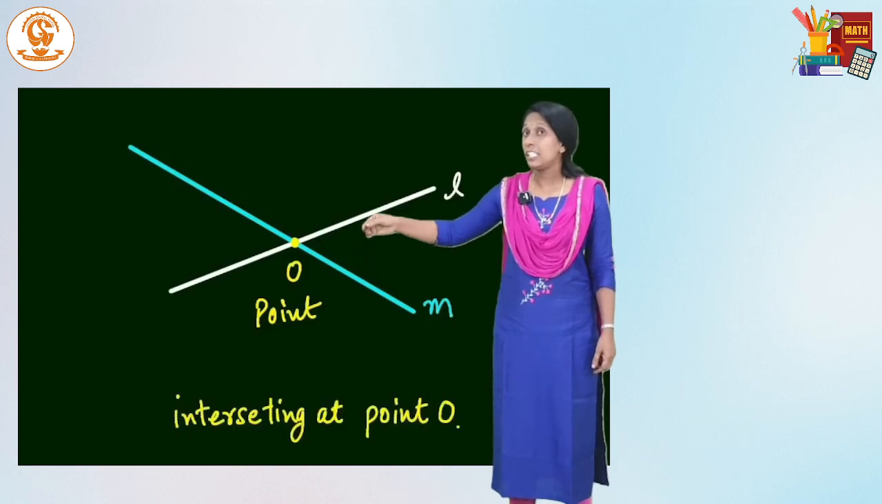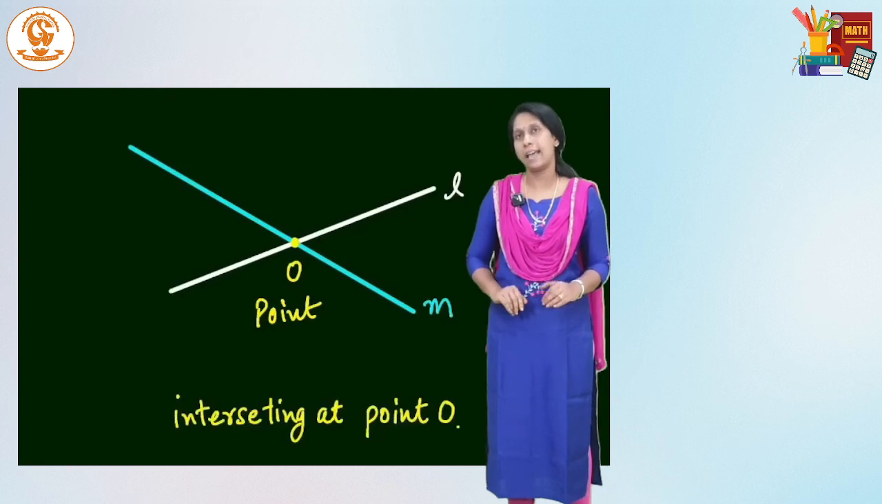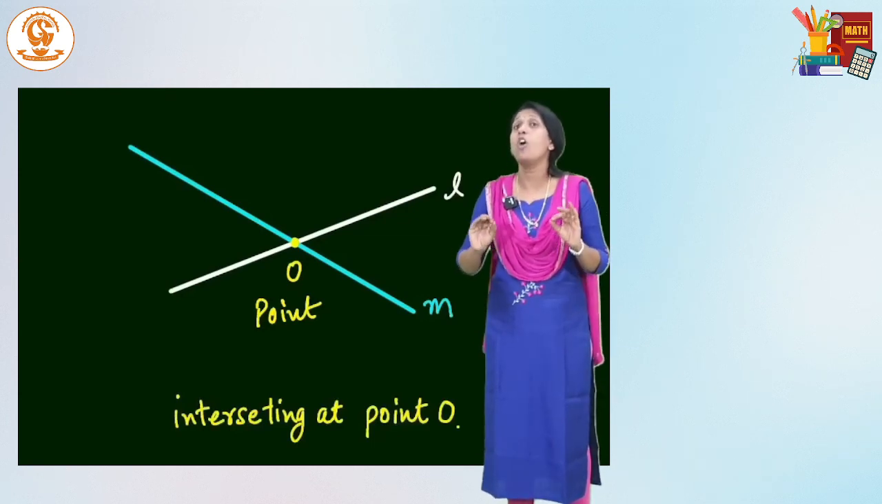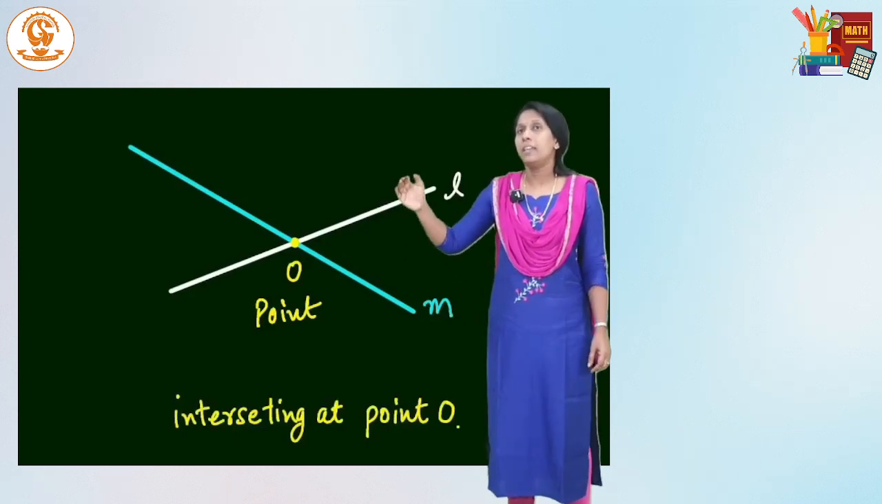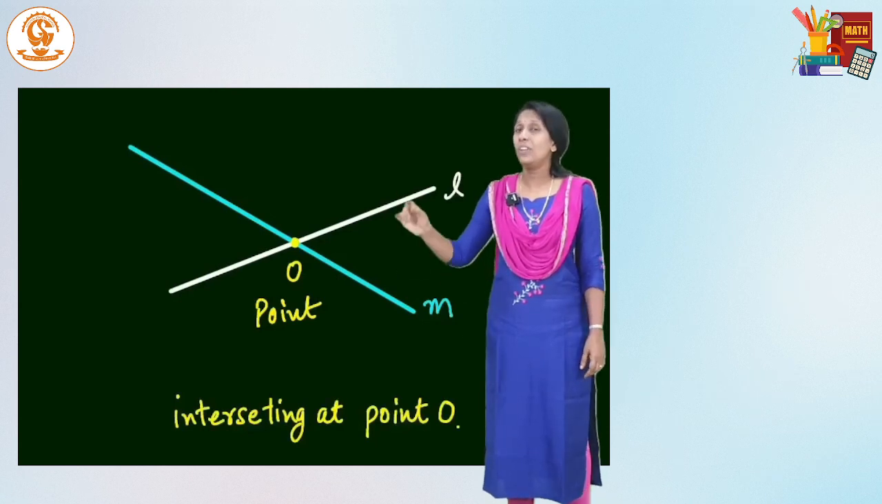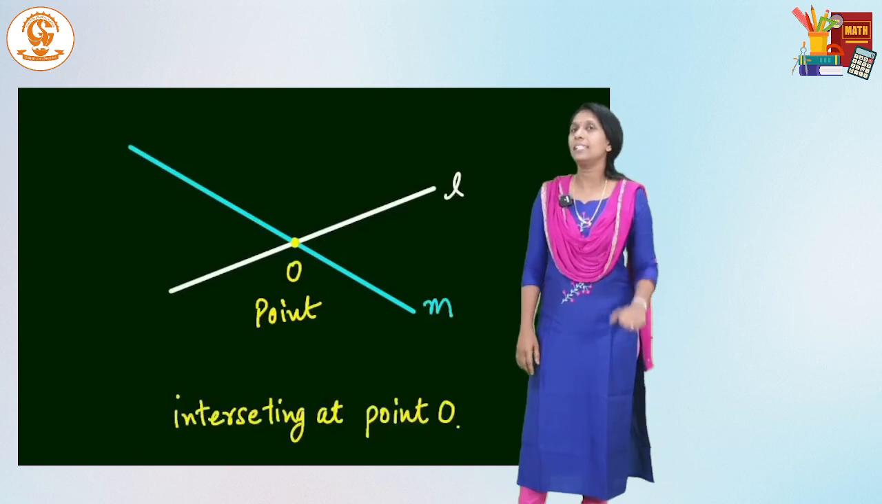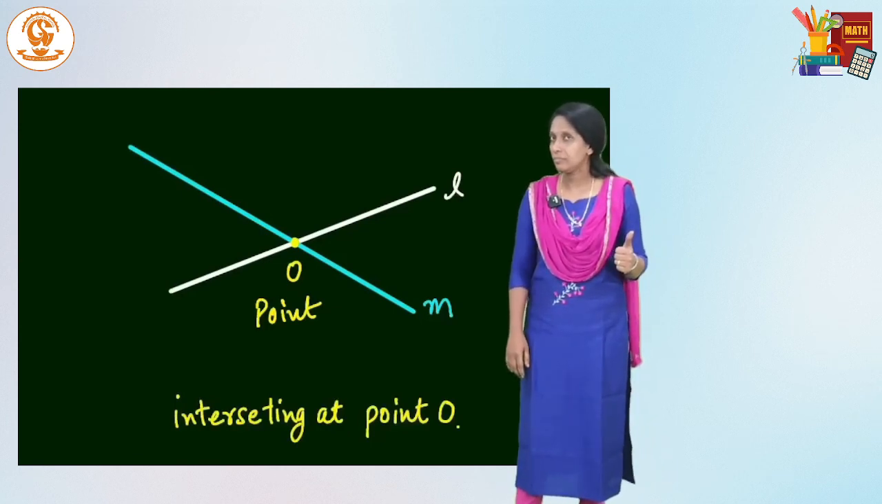Yes, teacher. Point O is common to both these lines. So this O is a common point of both these lines. In the case of intersecting lines, the two lines will have one common point. So the first case is intersecting lines. Clear?